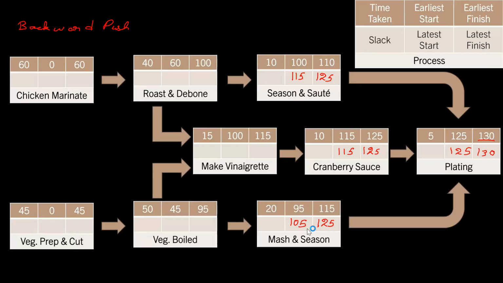Like this, we move backward. Okay. So when we move backward, then vinaigrette has to be finished at the 115th minute, which means vinaigrette has to latest start by the 100th minute. Okay.